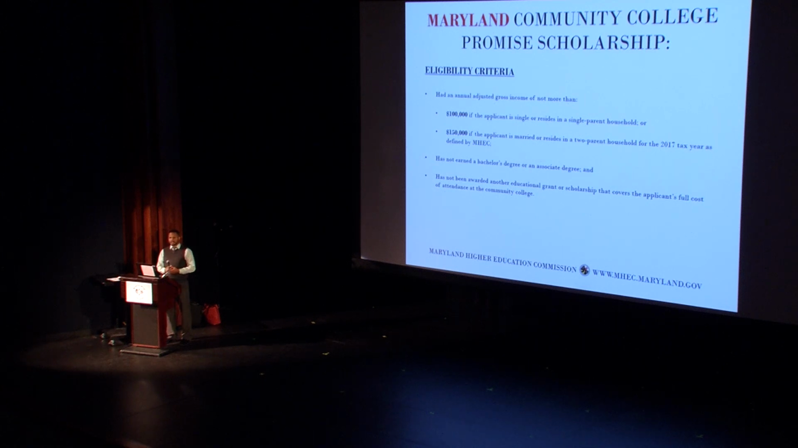For this particular scholarship program, it does have income limit requirements. You can't earn more than $100,000 if you're from a single-parent household, as well as if from a two-parent household or if you're married, you can't earn more than $150,000 AGI. And you can obtain an associate's degree and a bachelor's, and you can be awarded another grant or scholarship that pays for tuition.